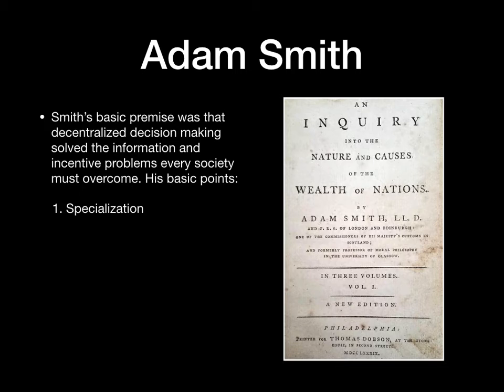And his basic premise was that this decentralized decision-making, you choosing for yourself what to produce and then trade with other people voluntarily, nobody telling you what to do. This decentralized decision-making helps us overcome the information incentive problems. His basic points were specialization. As you specialize, you are more productive than if you had to do a bunch of different tasks all at the same time. By specializing, we can get better at producing more stuff.